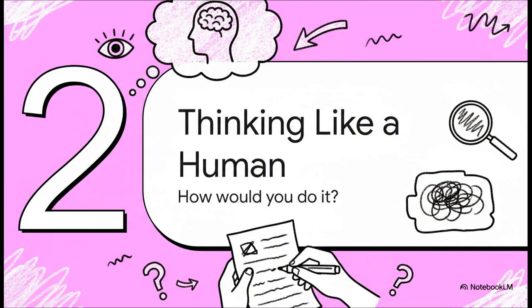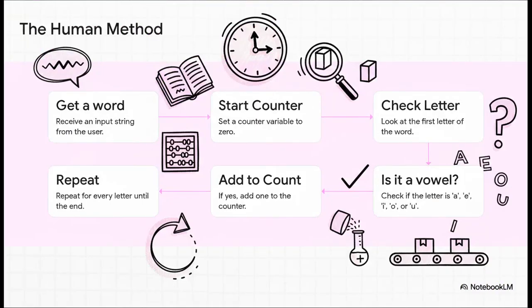Before we even think about the computer side of things, let's start with what we already know. How would you count the vowels in a word? Right now, just using your brain. Let's take a second and actually map out that process. You'd probably do something like this, right? You'd start a little mental tally at 0. Then you'd go letter by letter, and for each one, you'd ask yourself, is this an A, E, I, O, or U? If it is, you add 1 to your count. If it's not, you just move on. Simple, right? Well, that's our blueprint.